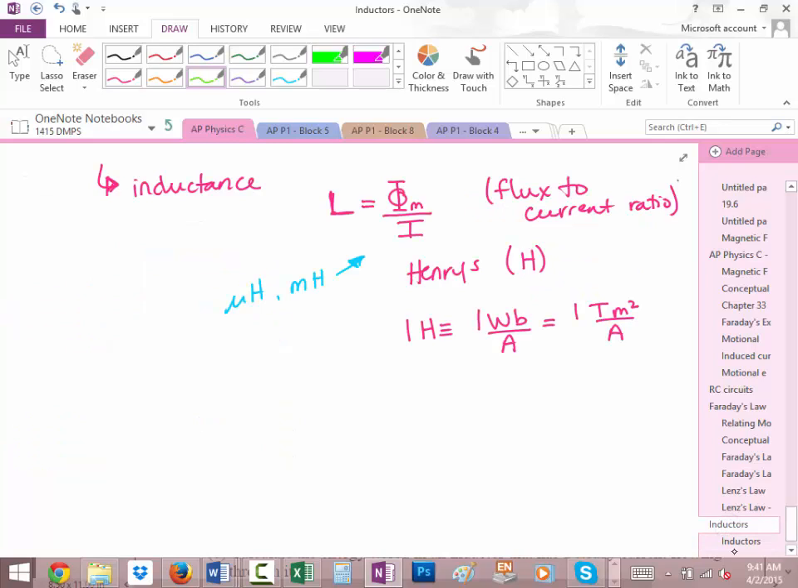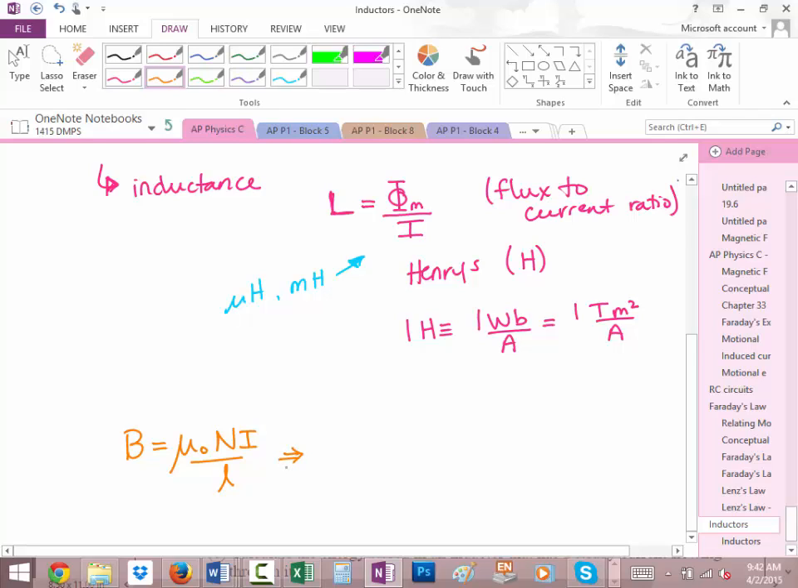All right. We can also define inductance in terms of physical parameters. Let's start with the idea that we're making a magnetic field. We know that the magnetic field through a solenoid is defined as mu naught N i over L. Does that look familiar from before spring break at least? That's the magnetic field that's generated inside a solenoid with a current going through it.